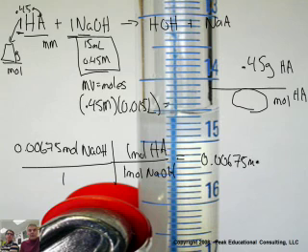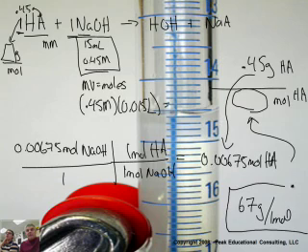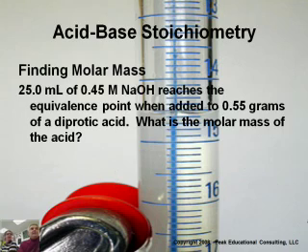That's 0.00675 moles of HA. Now that number gets plugged in here, and we take the divide, and we get 67 grams per mole. When you divide 0.45 by 0.00675, you get 67 grams in 1 mole. So that would be the molar mass of this particular monoprotic acid. I can think of no monoprotic acids with that molar mass, so this is a made-up problem.